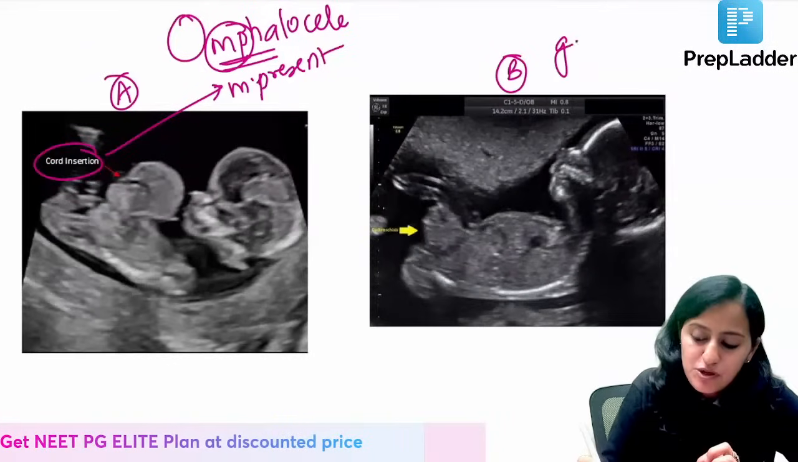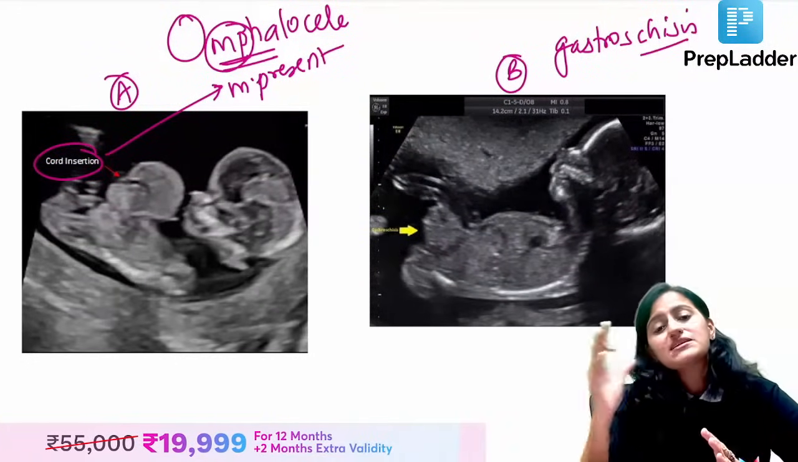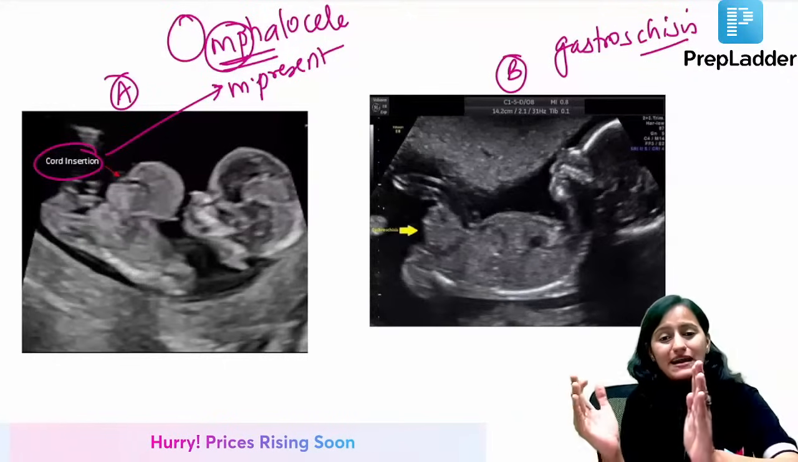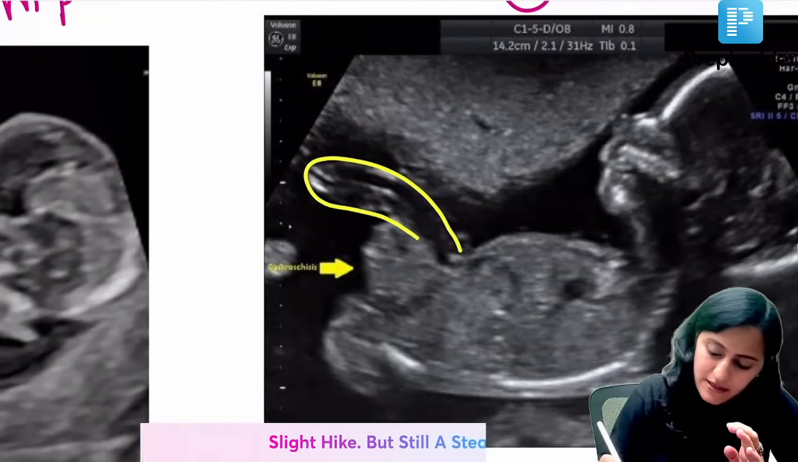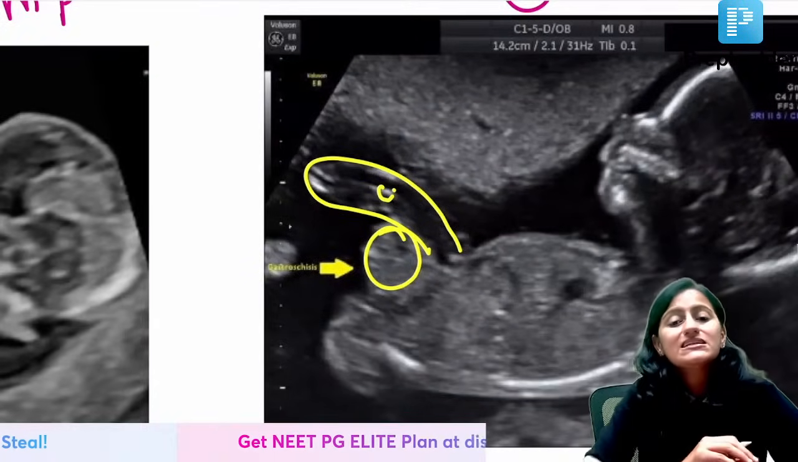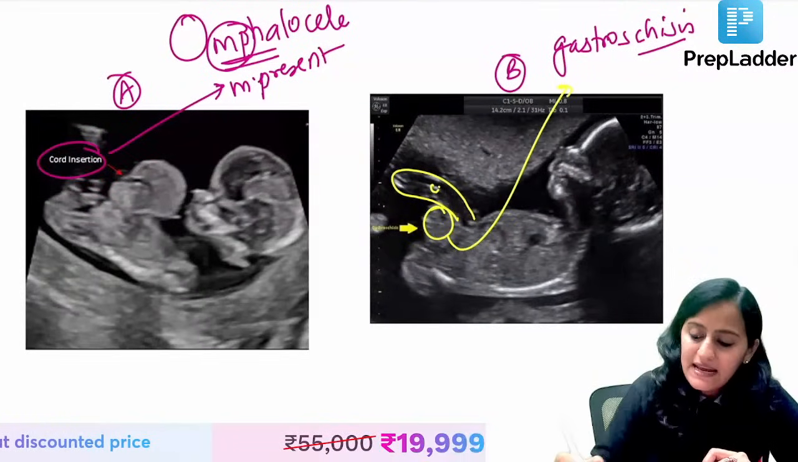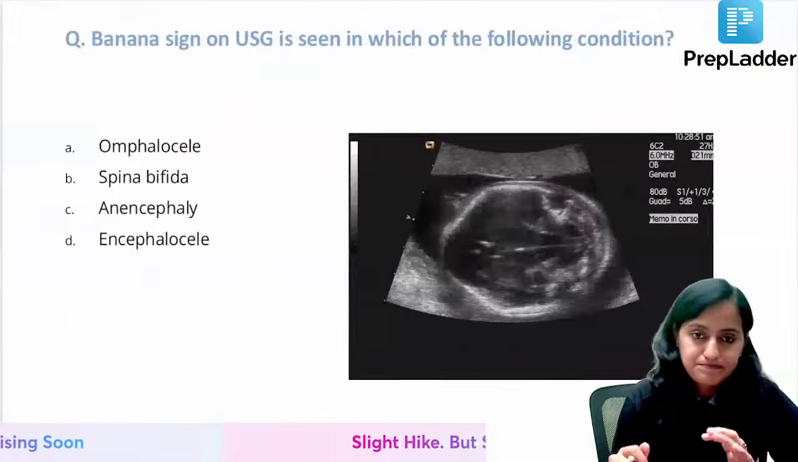While gastroschisis is something which is adjacent to the cord. It is not in the midline. If in the midline there is cord, paramedian position में आता है. So what you see here is the black one here is the cord, and adjacent to the cord you are seeing the herniation happening there. So this is what is going to be gastroschisis.